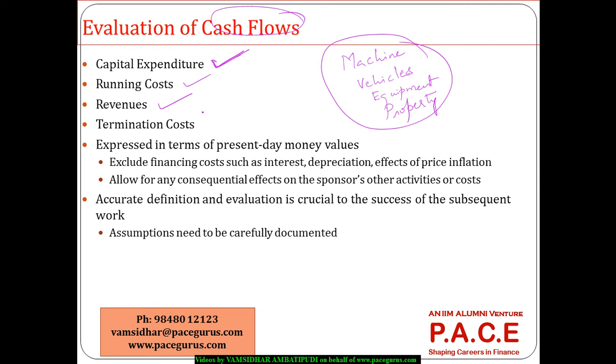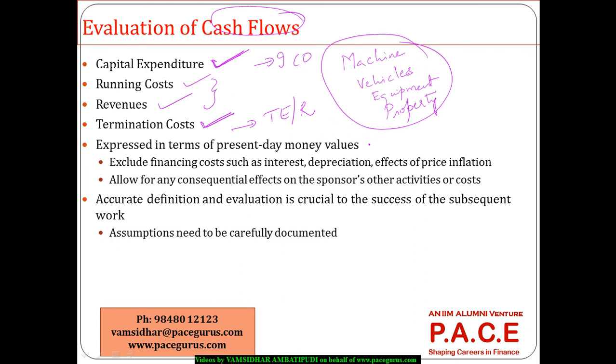Revenues, again at different points in time on an annual basis, what are the revenues that are coming out of this project. And if at all the project is surrendered towards the end, sold off, any particular equipment is sold off, any machine is sold off, any property is disposed, what are the costs and what are the benefits, revenues that are coming out on the termination of the project. So whenever we talk about the cash flows, this is called the initial capital outlay, the regular operating revenues and expenses, and these are the typical terminating expenses and revenues.